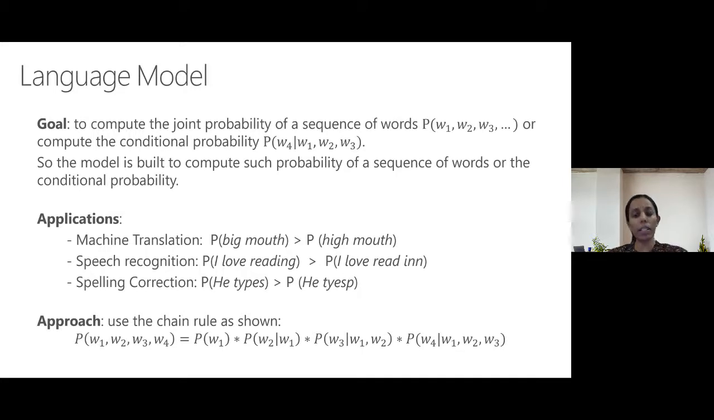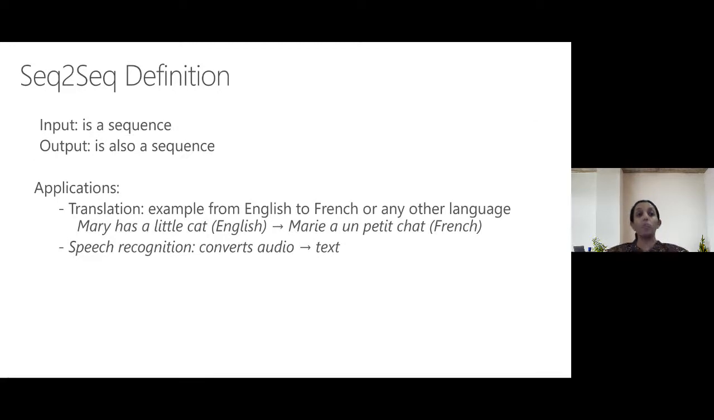A little technical, but I think it'll be helpful in the long run. Okay, so another thing that you want to know about is sequence to sequence. If you think of these language models, the input is a sequence of words, like I showed in the previous slide. Output is also a sequence of words. An example would be translation.